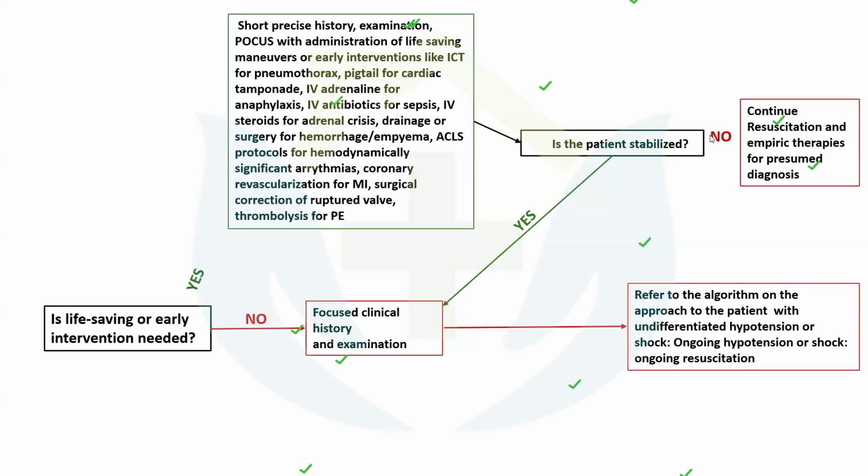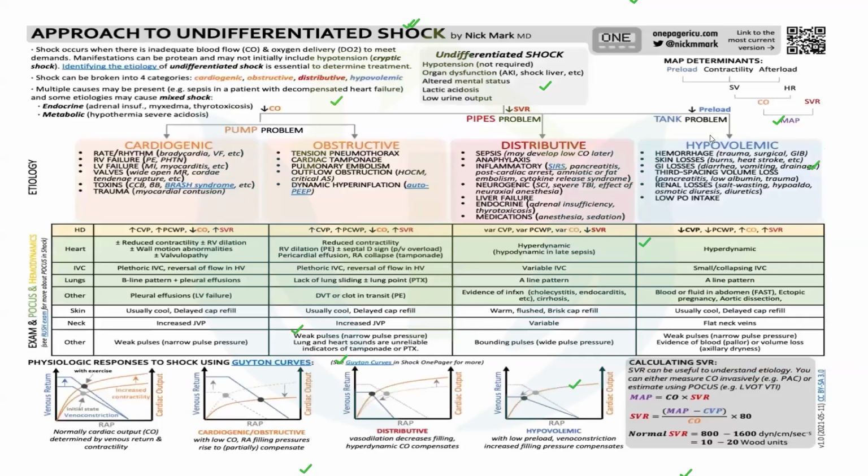Now the last slide is quite cloudy and clumsy, but it is a compact slide actually, so I have put it. If there is undifferentiated shock, whether it is a pump problem, that is low cardiac output, or a pipe problem, that is low SVR, or a tank problem, that is low preload. If this is a pump problem, it could be cardiogenic or obstructive.